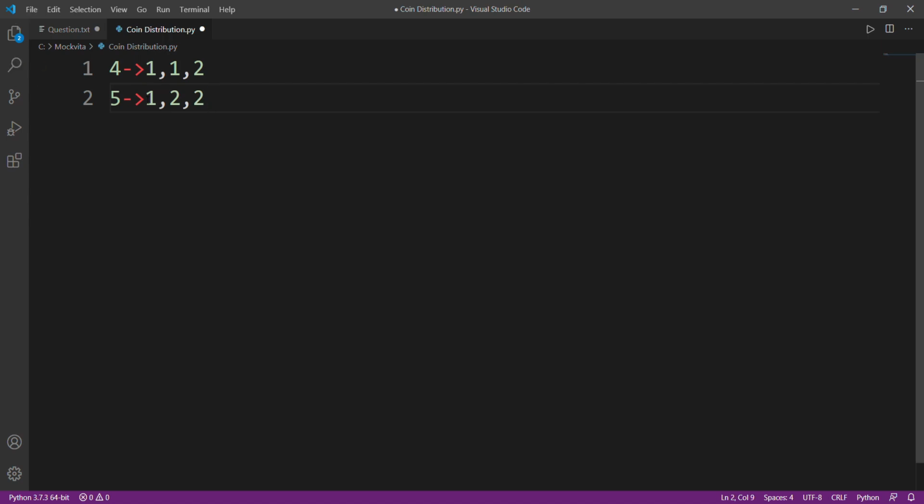Because if I want to make 1, yes, I have an option. If I want to make 2, I have an option. If I want to make 3, I can sum both of these. If I want to make 4, I can sum 2 and 2. Okay, now what about 6?